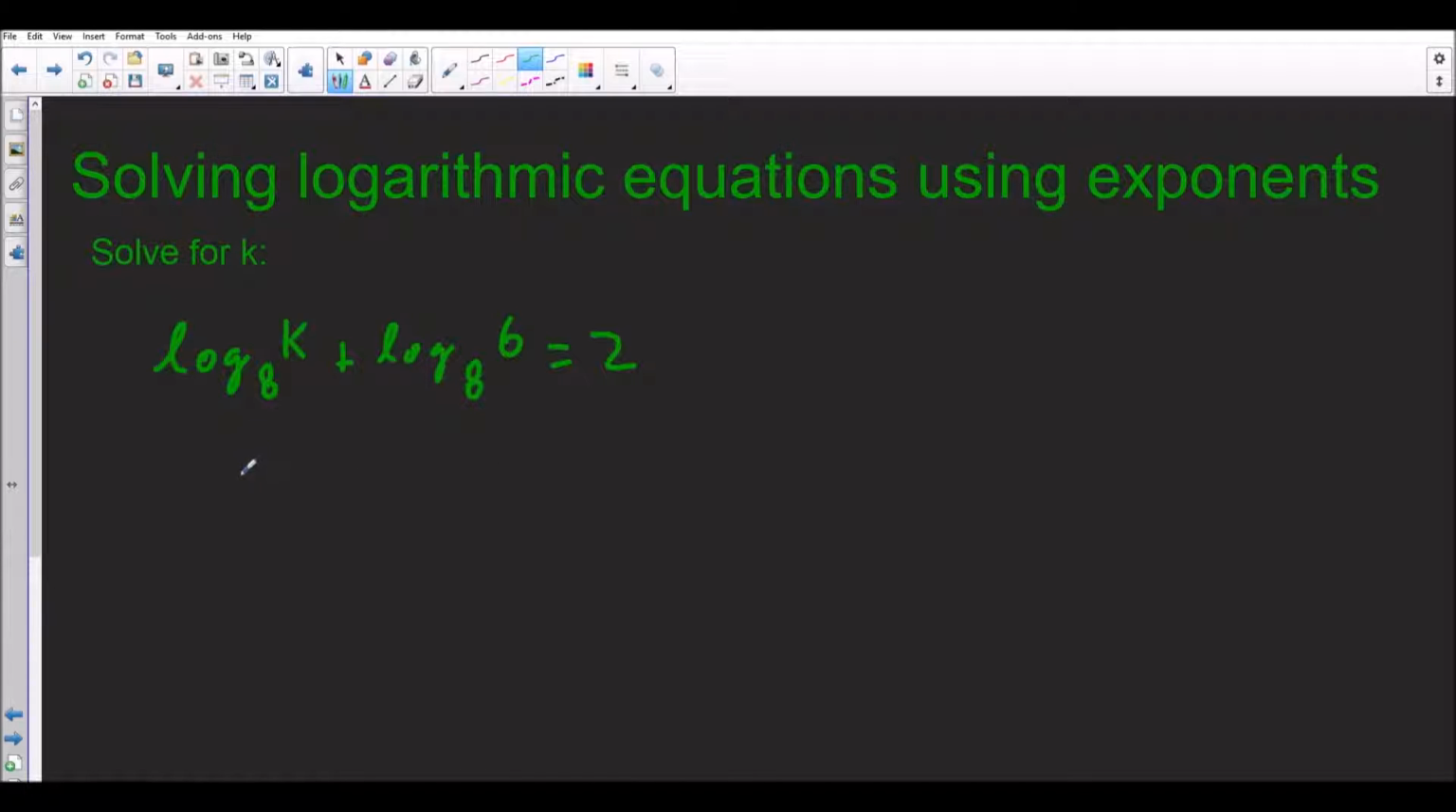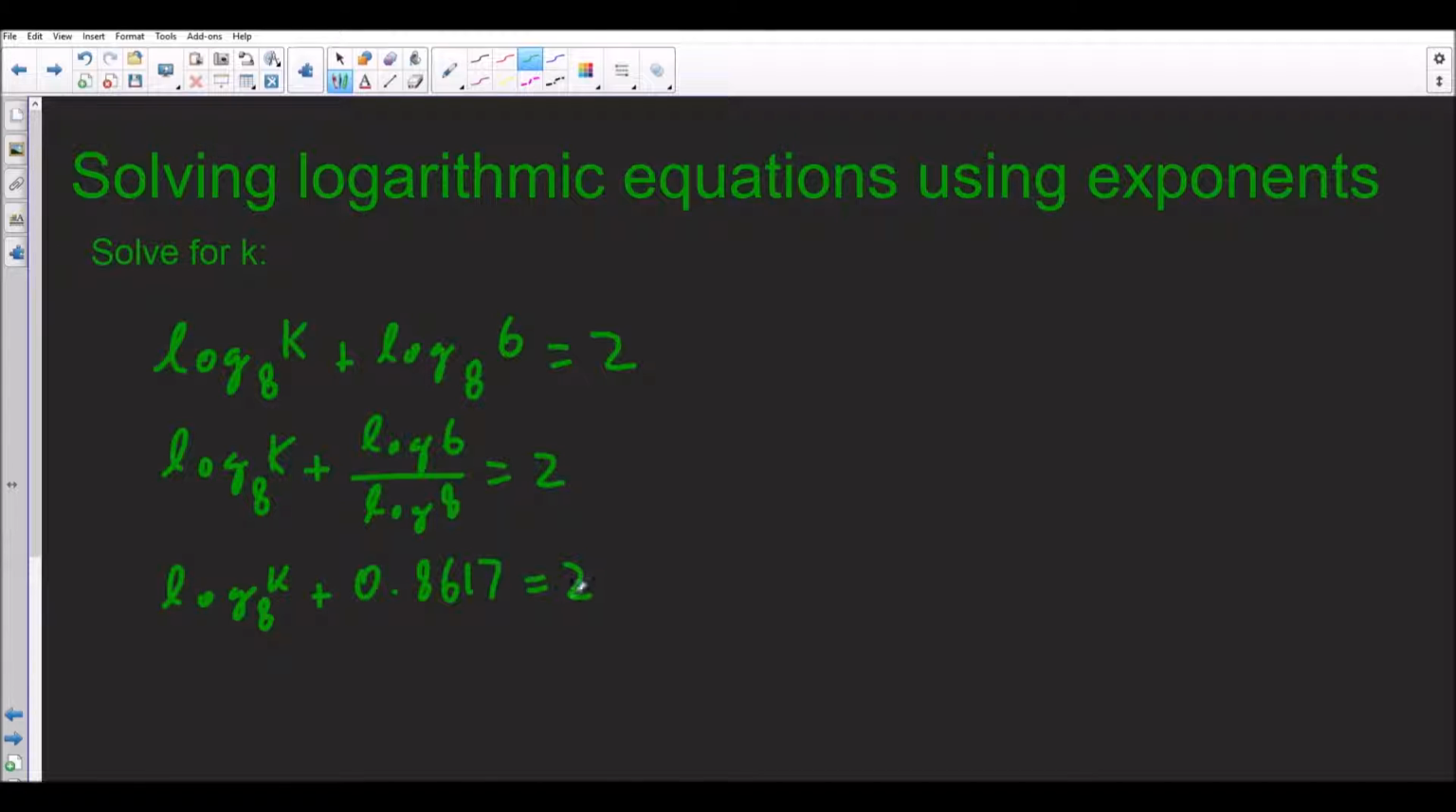Now what we can do is rewrite this, so it'd be log of k base 8 plus log of 6 over log of 8 is equal to 2. Now what we can do is just calculate this. So I got log of k base 8 plus 0.8617 is equal to 2.